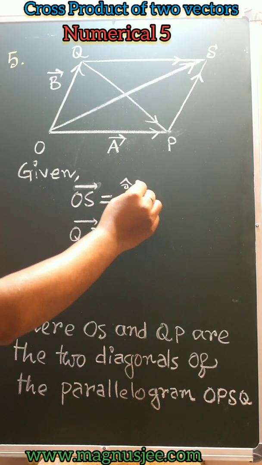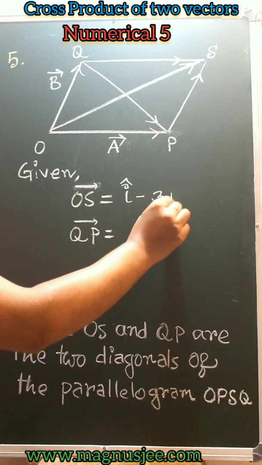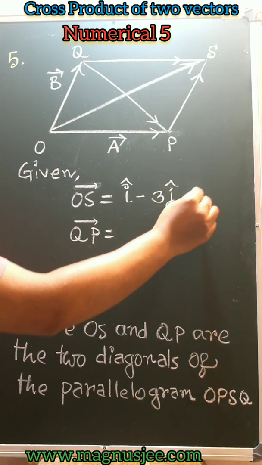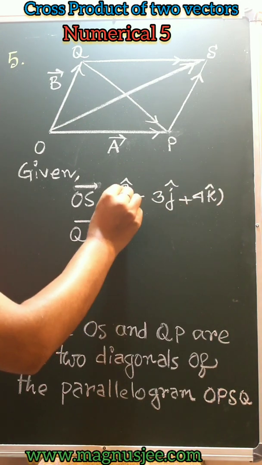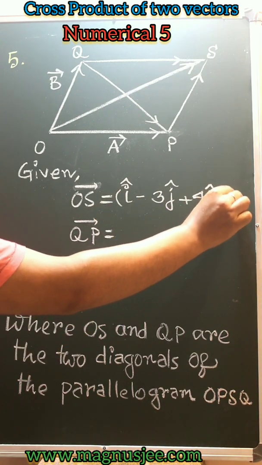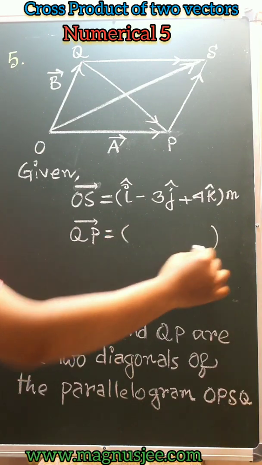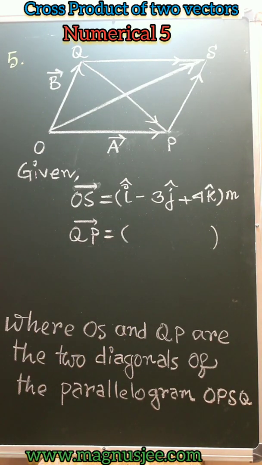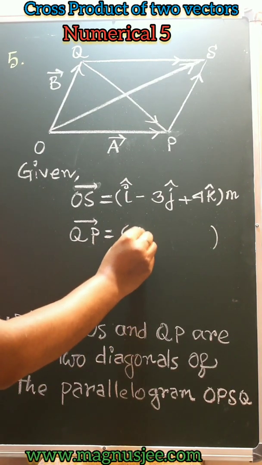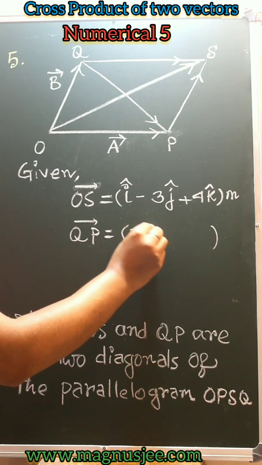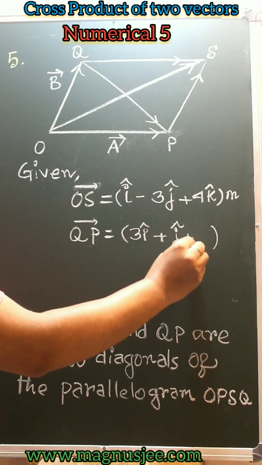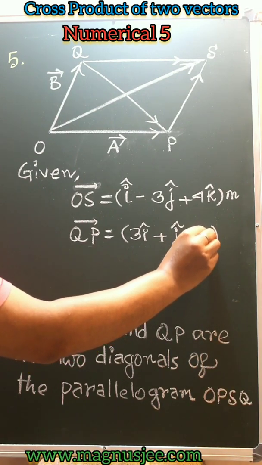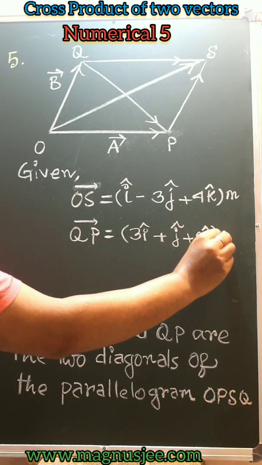i cap minus 3j cap plus 4k cap meter, and the expression of the other diagonal vector QP is equal to 3i cap plus j cap plus 2k cap meter.